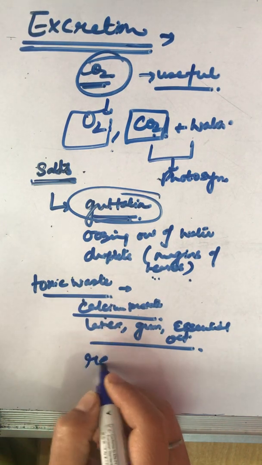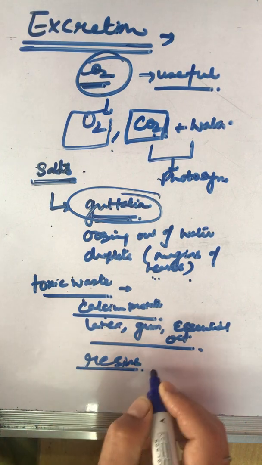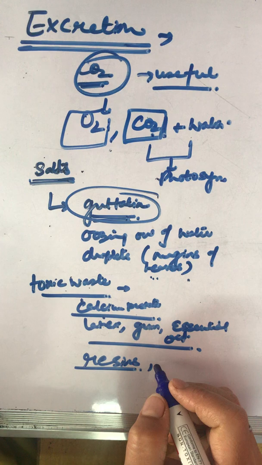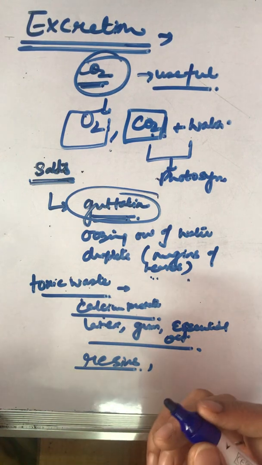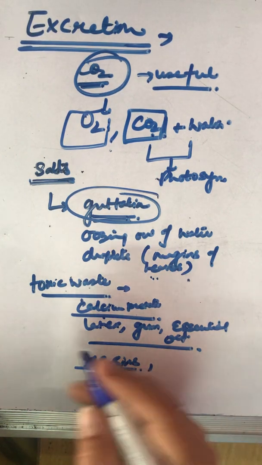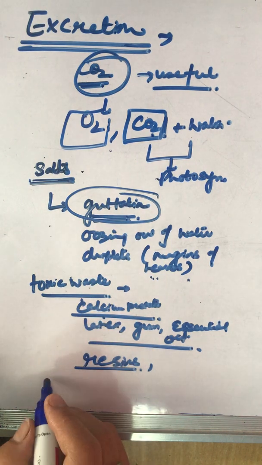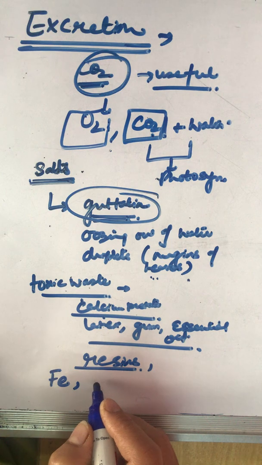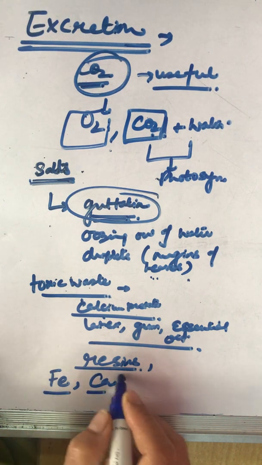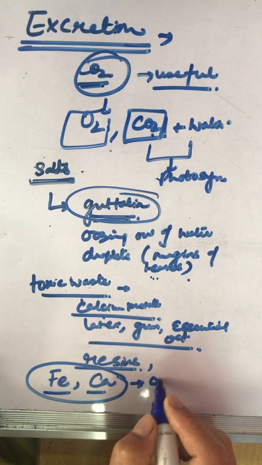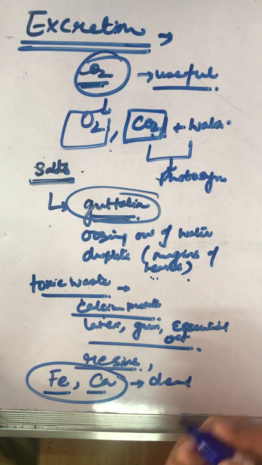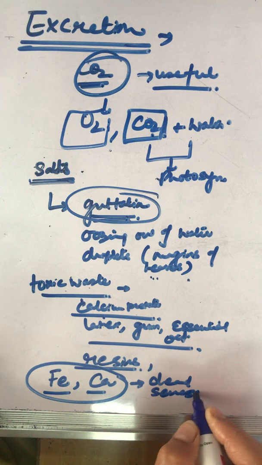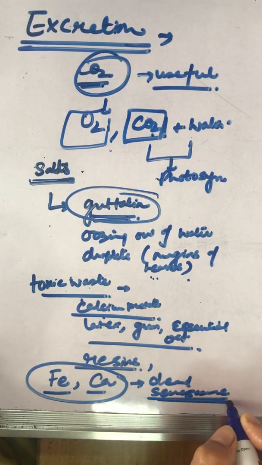Then resins, resin of pine tree, it yields turpentine. Then mucilage stored in mucilaginous ducts, all these, and certain ions, that means excessive amount of iron, excessive amount of calcium, these are sent to the dead parts, the plant parts which are undergoing senescence, and there they accumulate.